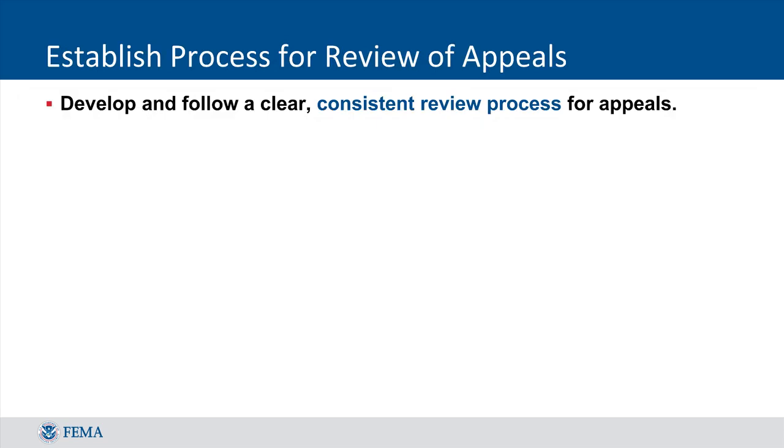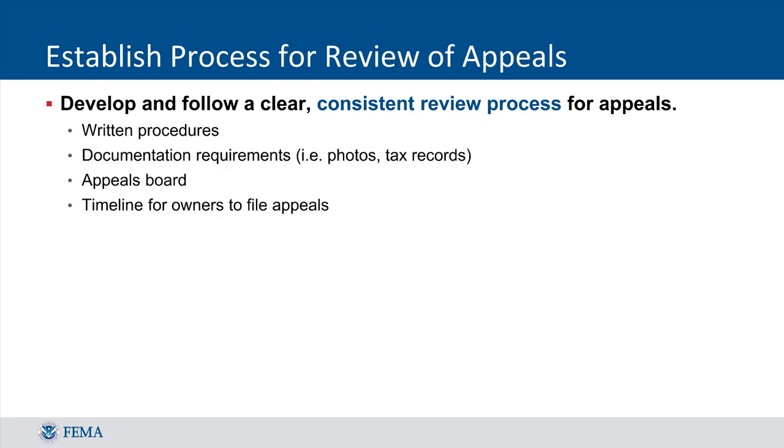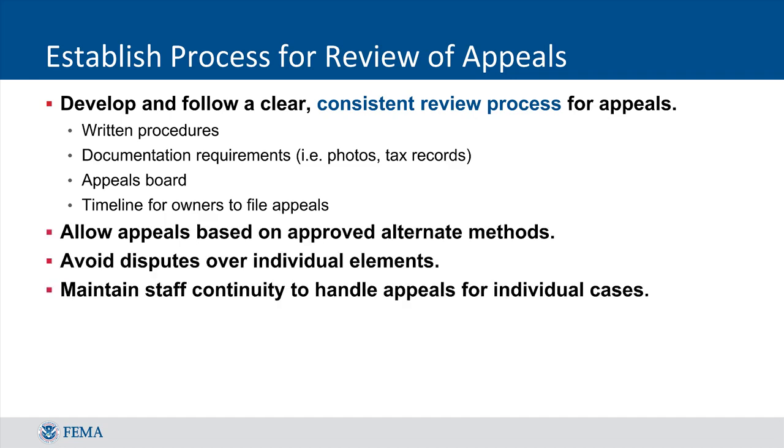Communities must develop and follow a clear, consistent process for reviewing substantial damage determination appeals. Establish written procedures, set documentation requirements, establish an appeals board, and set timelines for owners to file appeals. Getting into disputes over individual elements of the original determination should be avoided if possible. Assign the same staff members to individual cases throughout the appeals process to maintain continuity.